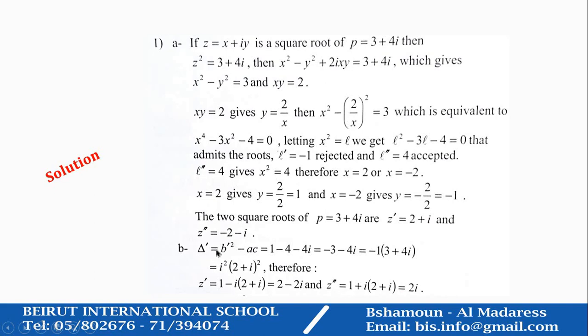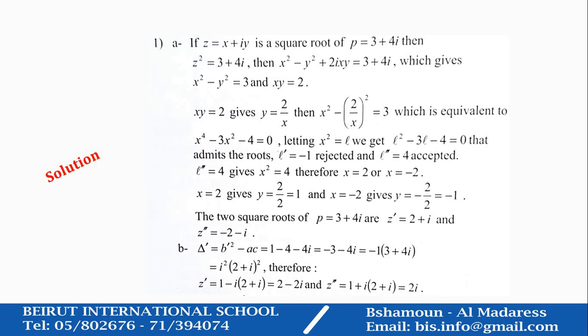Solving the quadratic equation, it's b prime, because b is even, you can divide by 2. So you take delta prime as b prime squared minus ac, not b squared minus 4ac. Or you can say it is b squared minus 4ac. It's the same. So it is 1 minus 4 minus 4i.